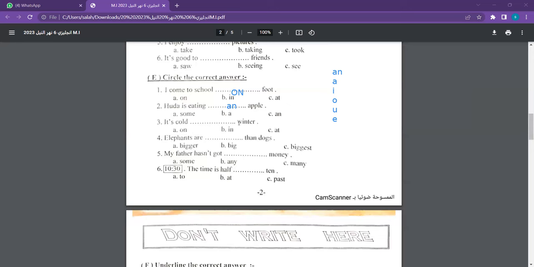Winter is a season. What will I use with the season? We use in with it. I say in summer, the weather is hot. In spring, the weather is fine. In winter, the weather is cold, okay? It's cold on winter, in winter, at winter. Which one is right? Winter. Yes, I will use in. With any season, I will use in. In winter, in summer, in autumn, in spring, okay?